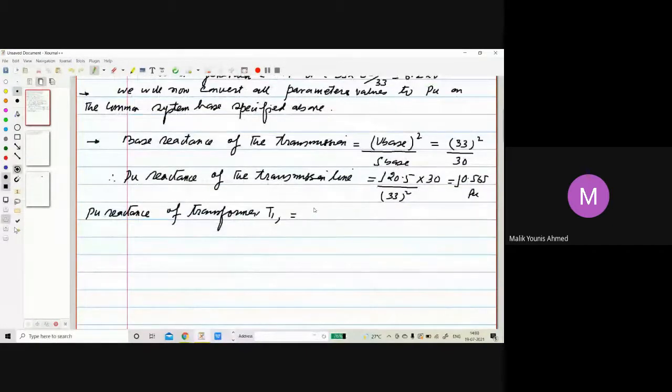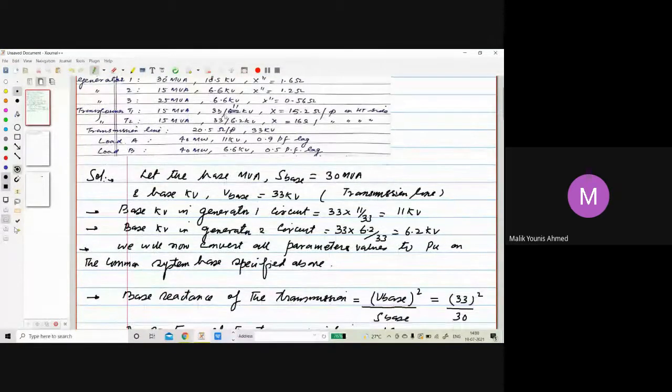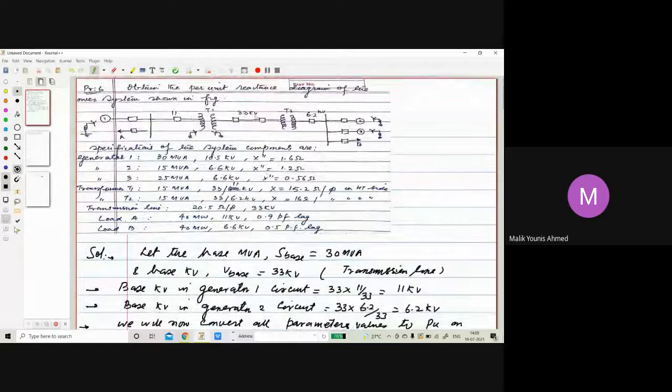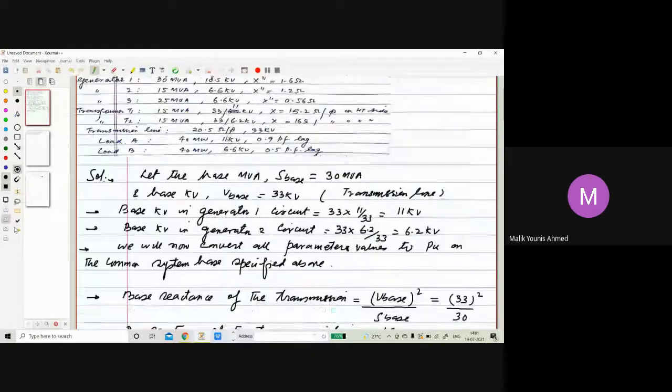So the per unit value for transformer 1 will be V base square divided by S base. What is the base in this transformer 1? Transformer 1 is this one. You can choose either the primary side. This is an 11 kV to 33 kV transformer. If you choose 11 kV, then the base value is 11. If 33, then the base value is also the same thing. So the per unit value will be V base.